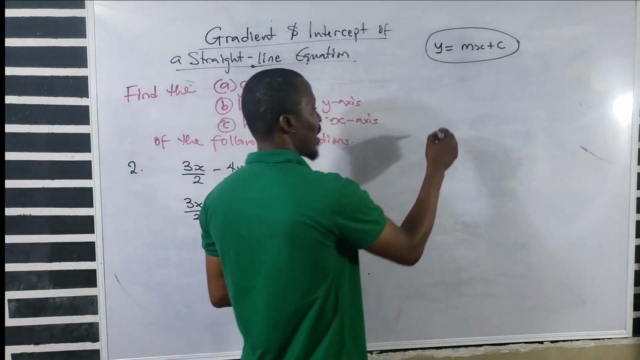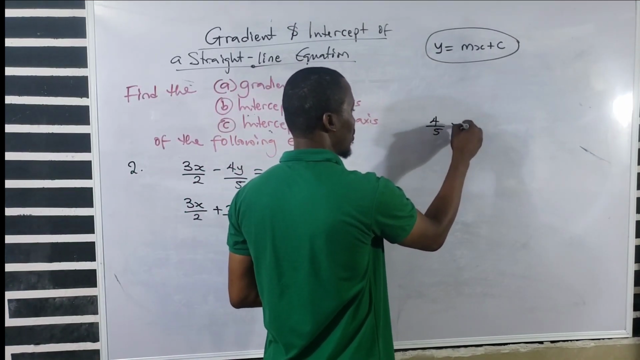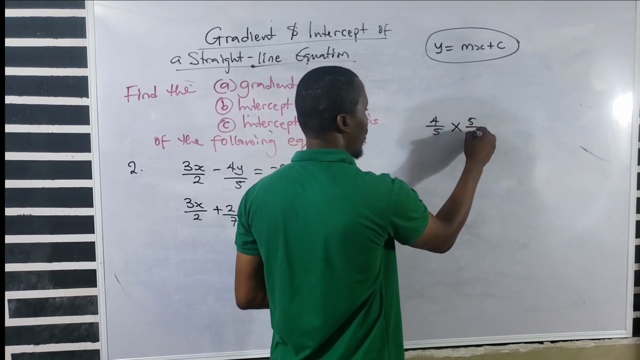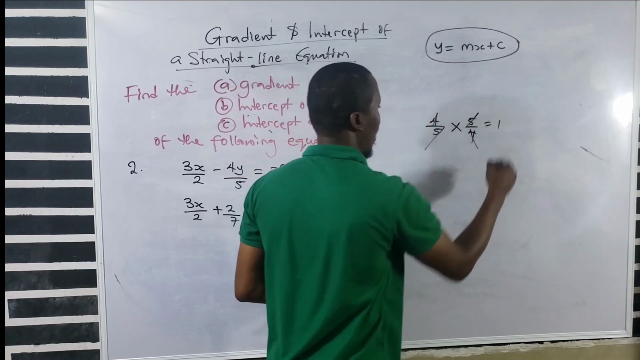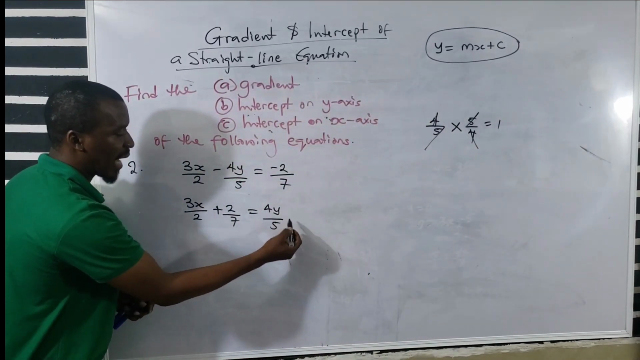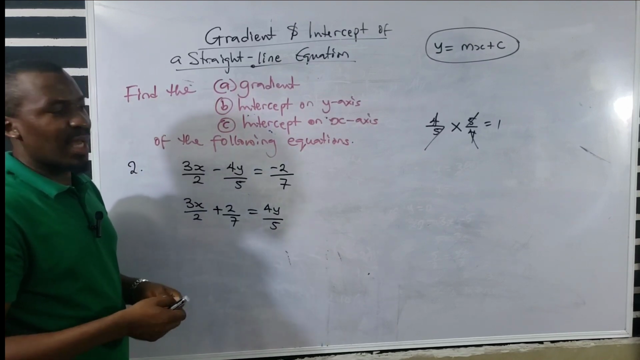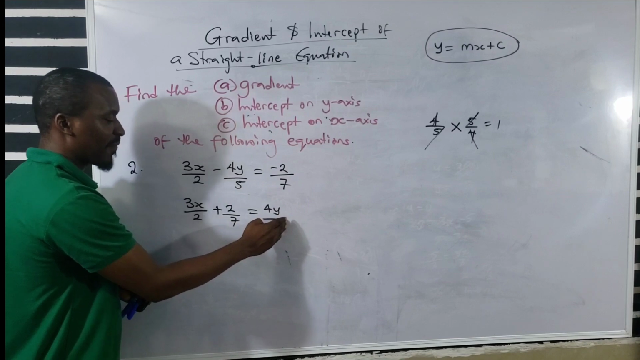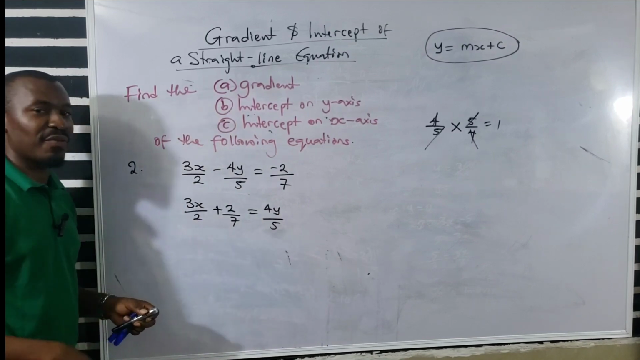So what am I going to do? Watch here. If I have 4 over 5, I need to remove it. All I need to do is to multiply by 5 over 4, so that this one and this one will cancel, this one and this one will cancel. That will give me 1. So for me to remove 4 over 5, I can multiply by what? 5 over 4. So how will you do that? You multiply by 5 over 4 here, multiply by 5 over 4 here, multiply by 5 over 4 here.